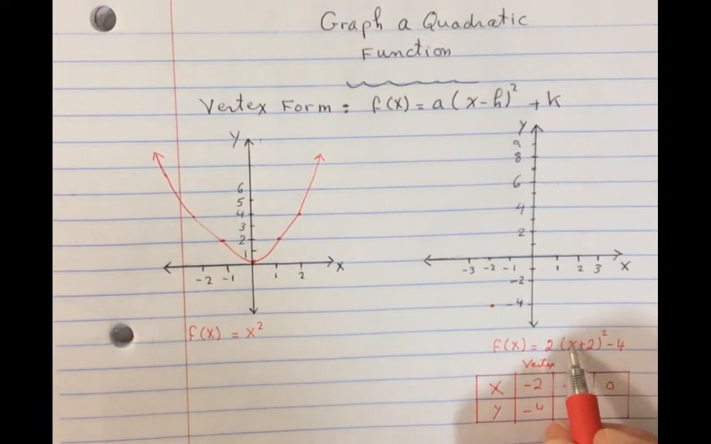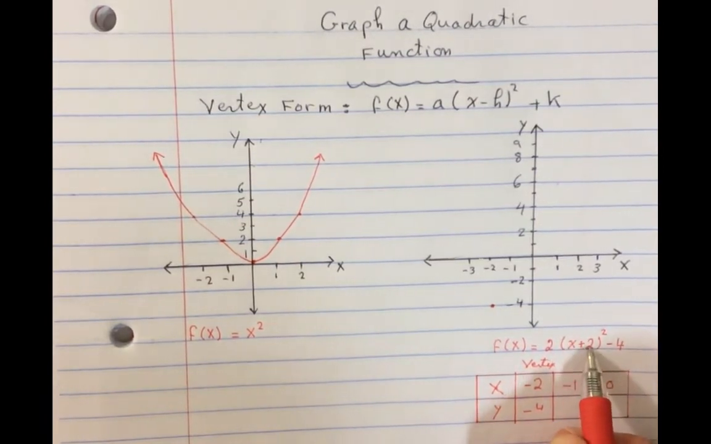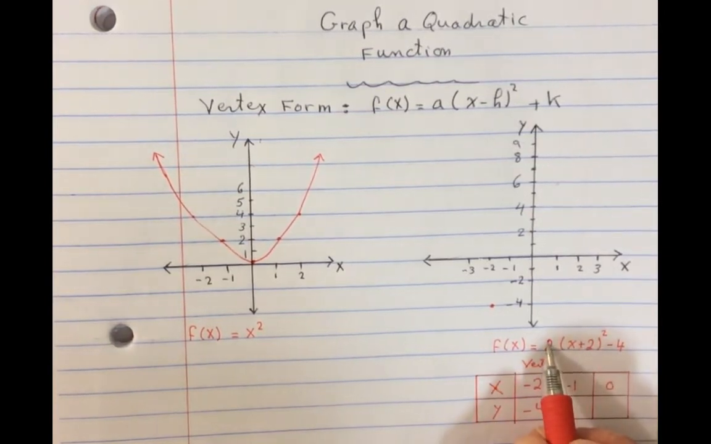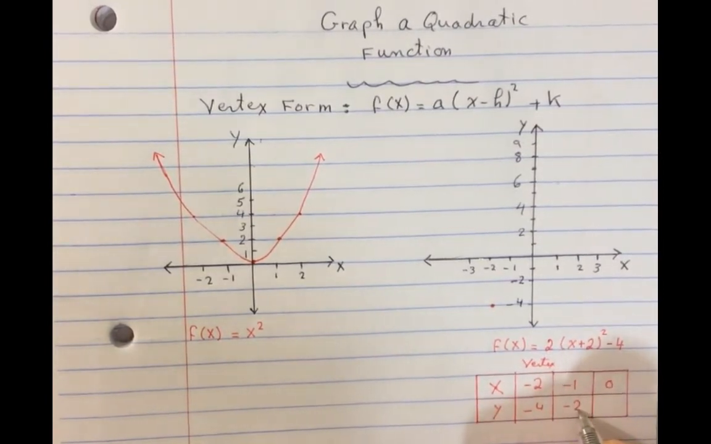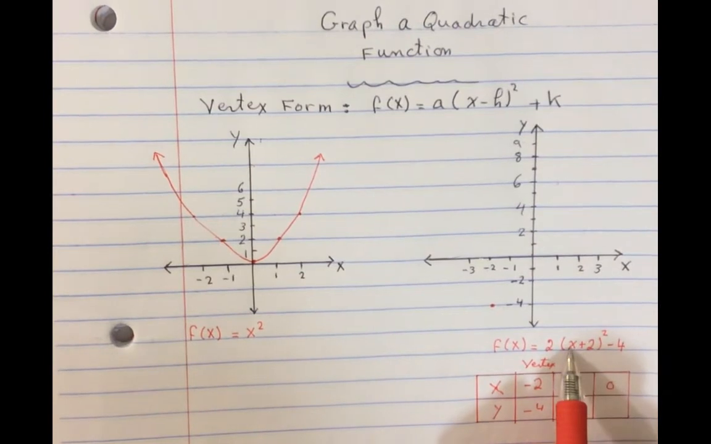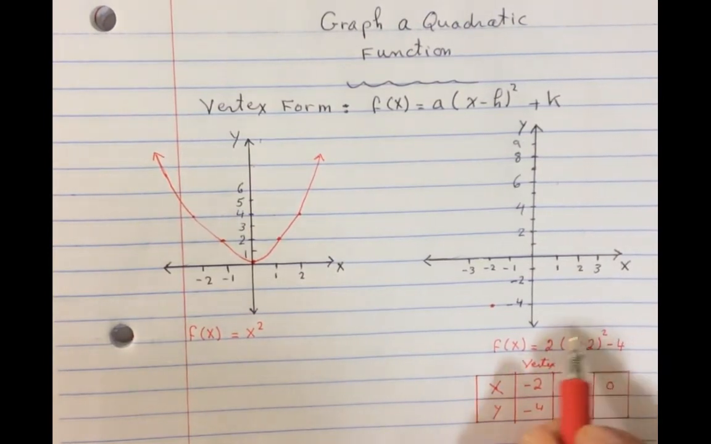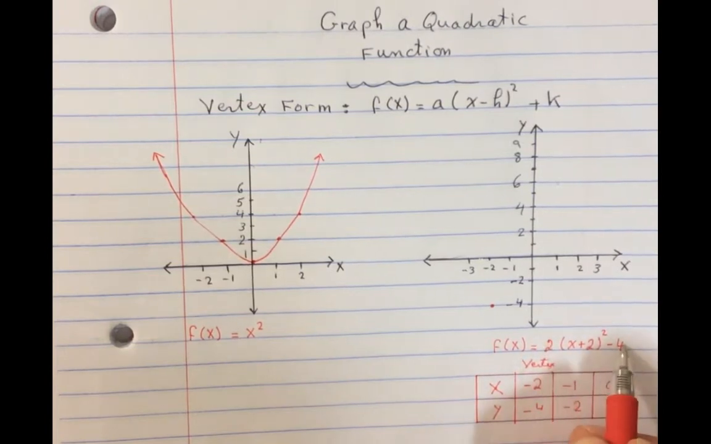So if x is -1, what's -1 plus 2? +1. Square the +1. 1 times 1 is 1. Multiplied by 2 is 2. 2 minus 4 is -2. What about when x is 0? 0 plus 2 is 2. Square the 2 is going to be 4. This is 4 times 2, 8. Subtract 4 from 8, you get 4.